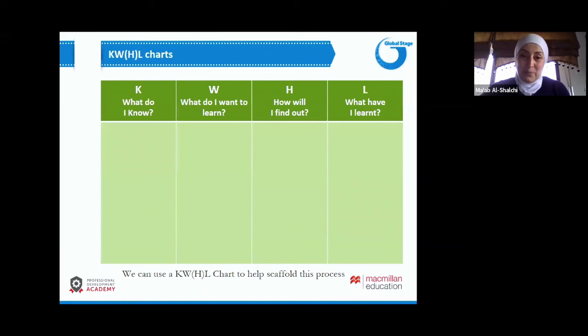This is the KWHL chart. What do I know? What do I want to learn? How will I find out? What have I learned? I love this chart, by the way, and I used to use it a lot as a teacher. It is one of those tools that at the beginning you find your students are really moving at a very slow pace with. But once they get used to it, they will look forward to it. They can't wait to put their ideas on the chart.